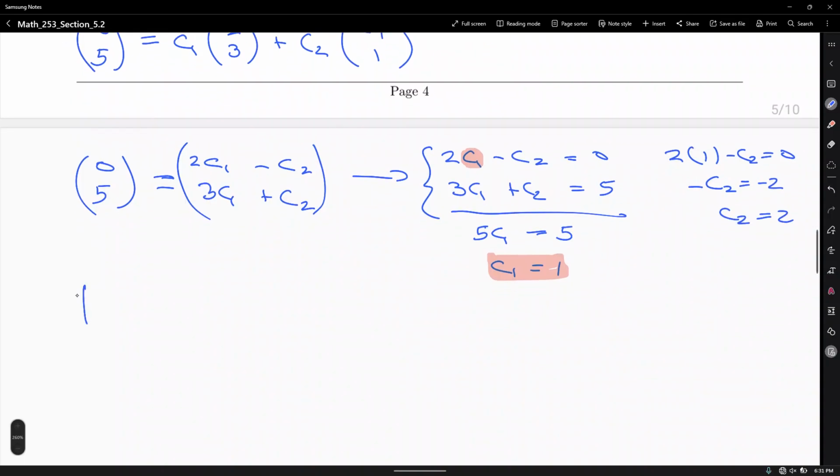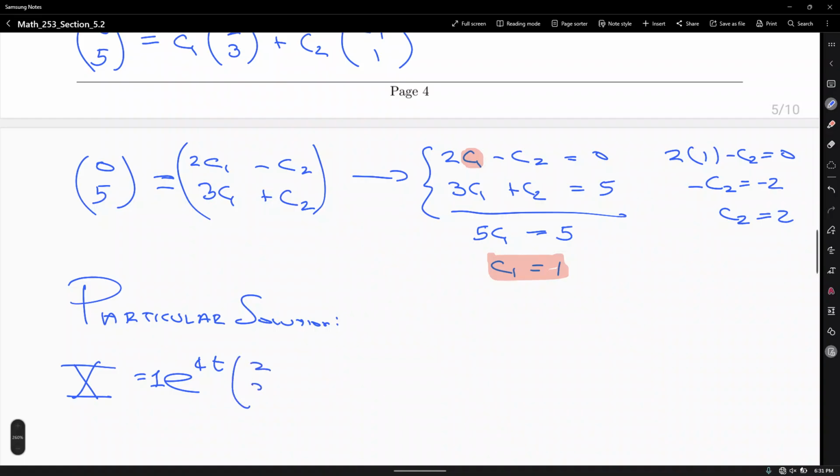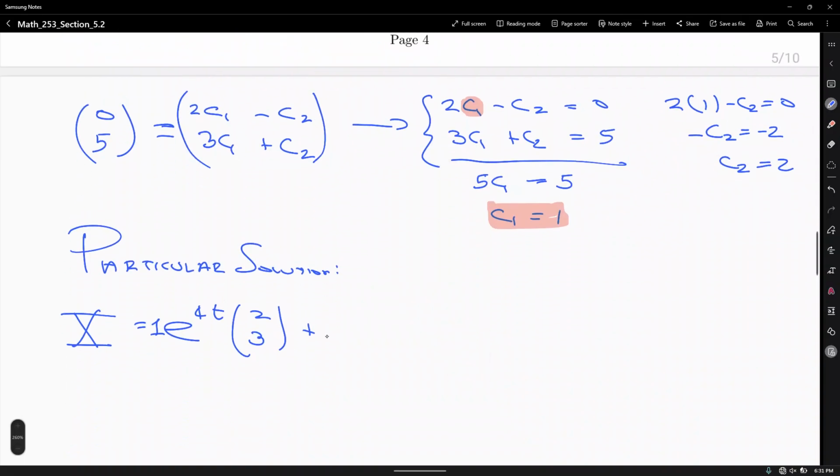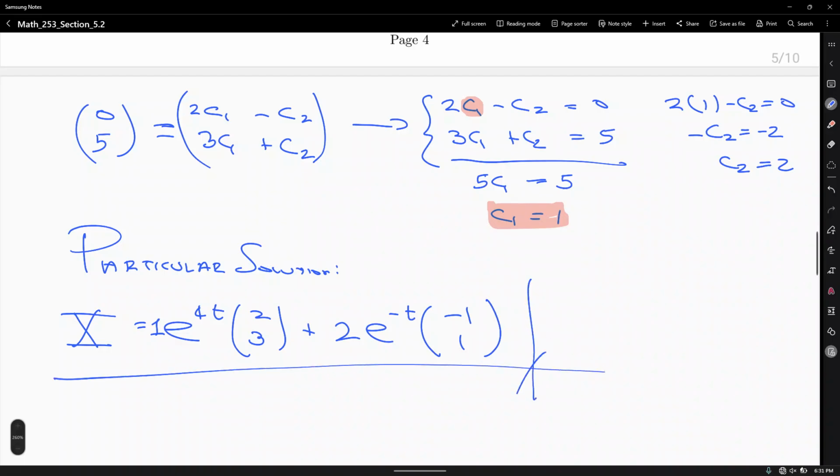Let's go back and write the particular solution like this. X with a bar equals e to the 4t times C1, which is 1, times the vector 2, 3, plus C2, which is 2, e to the negative t times the vector -1, 1. All right? So that is the particular solution.